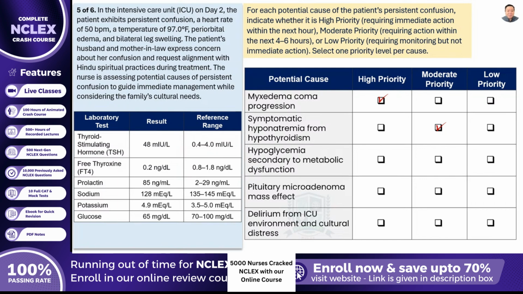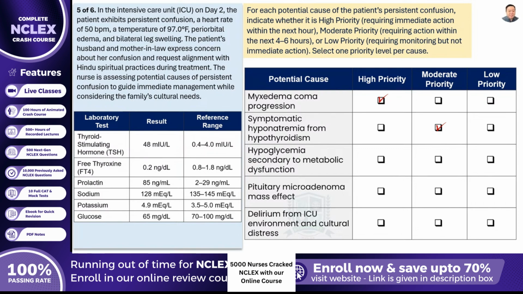Now, why is this a moderate priority? Because it's contributing to her confusion. It's not the main threat at the moment, but still we need to monitor it and make sure this value does not drop further. Now, we are going to put this as a high priority only if the sodium level is lower than 125 milliequivalents per liter, especially if there's going to be worsening neurosymptoms, if there's stupor or if there's seizures, then you're going to act fast, probably with the use of that hypertonic saline solution.